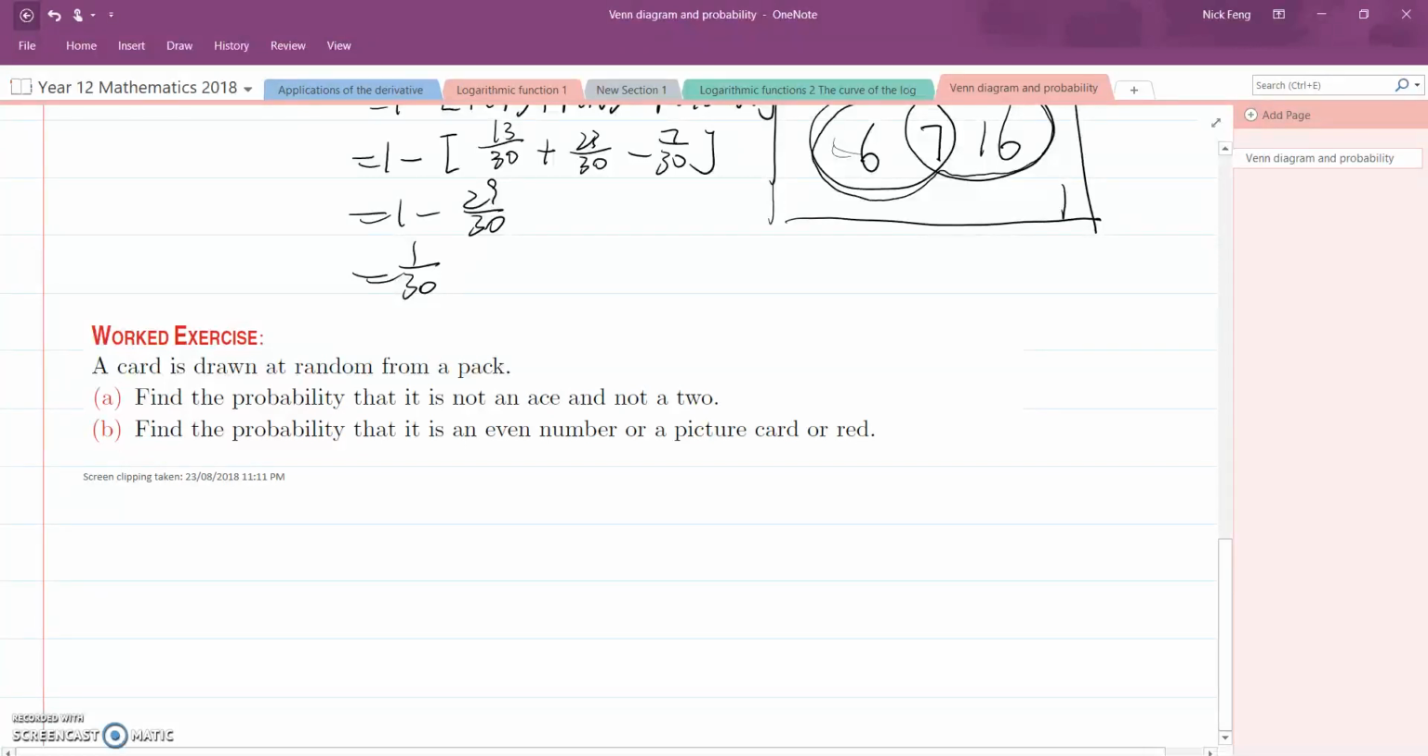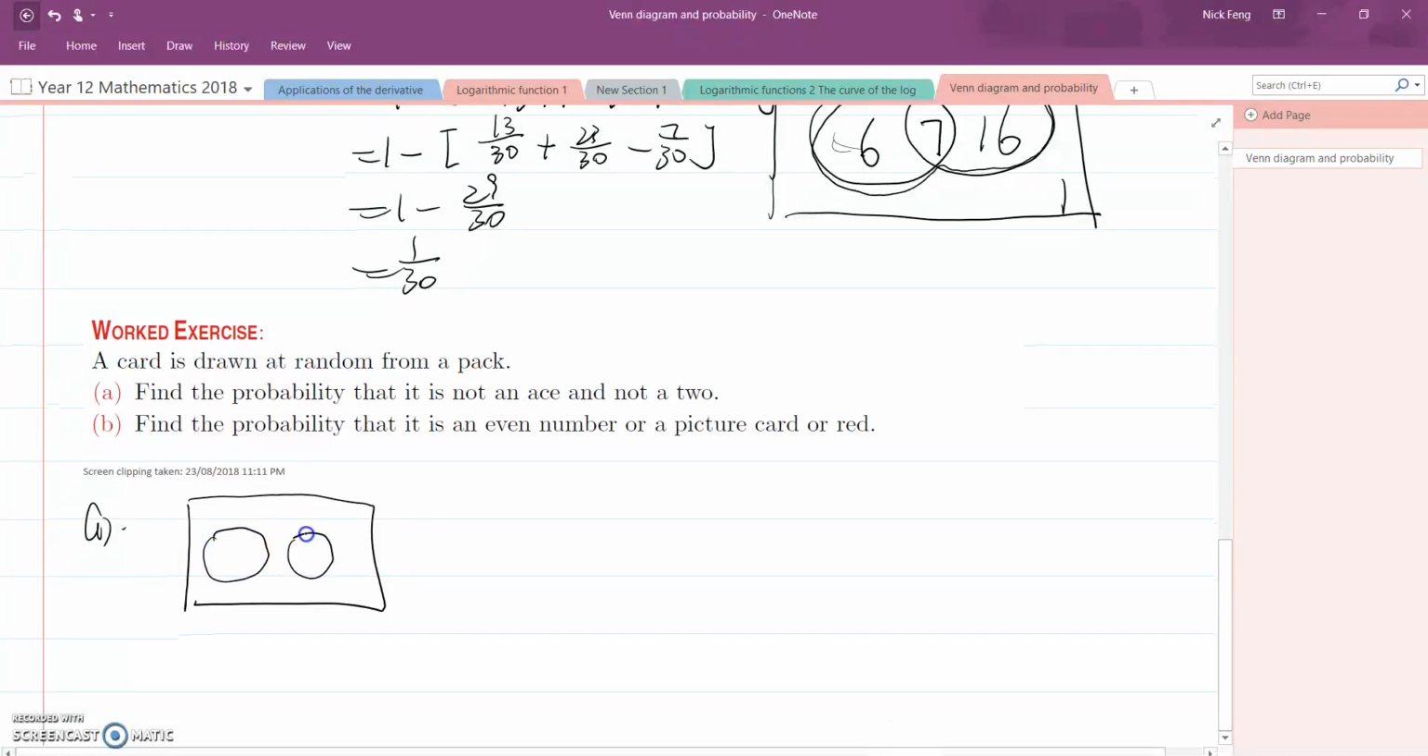Okay, so first of all, we need to find out what is the probability of ace or 2. Okay, but however, in this case, for part A, do these 2 circles actually intersect? They don't, because ace and 2 are 2 different numbers. There's no card that can be ace and 2 at the same time. So therefore, for part A, the probability of ace or 2 will simply just be 4 plus 4 over 52. That is 2 on 13.